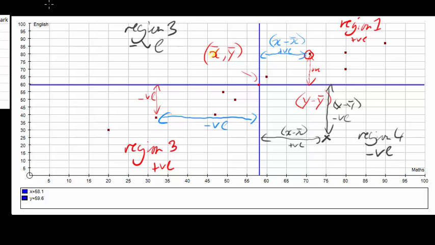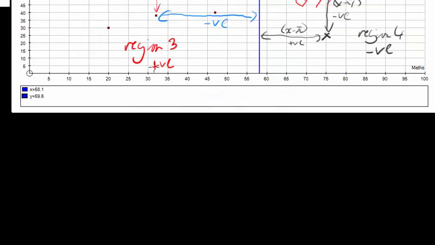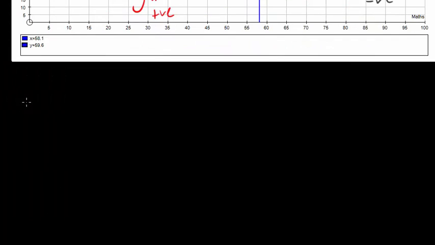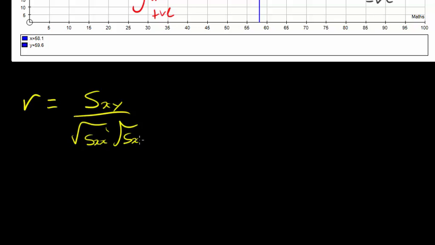And to do that, we're going to use a lovely little formula, which is for the product moment correlation coefficient. R represents the correlation of an object. And the formula that we're going to use is Sxy over the square root of Sxx times the square root of Syy.